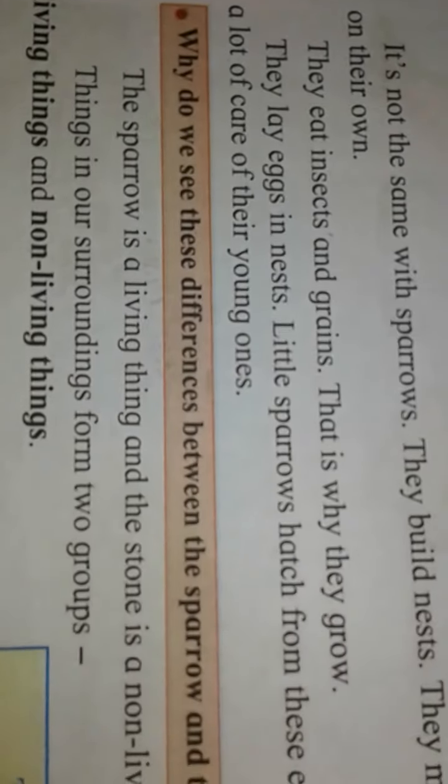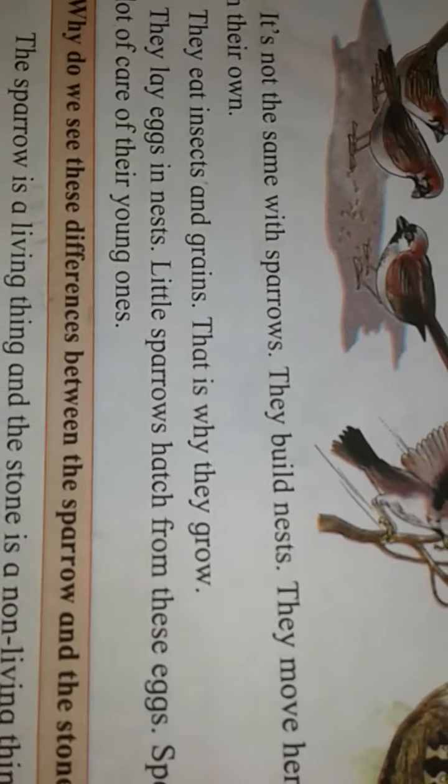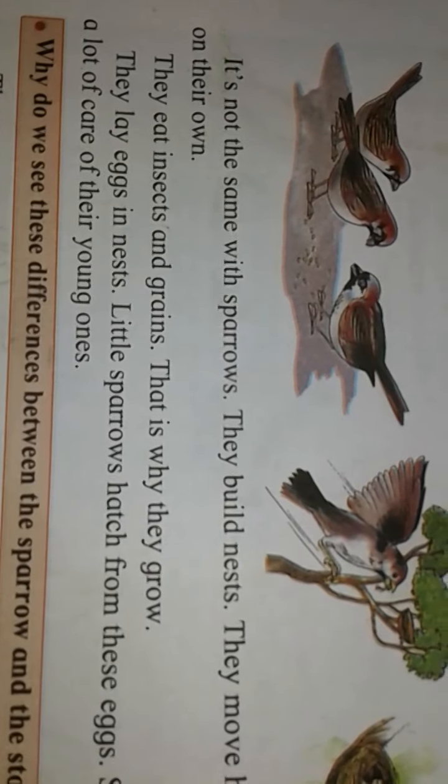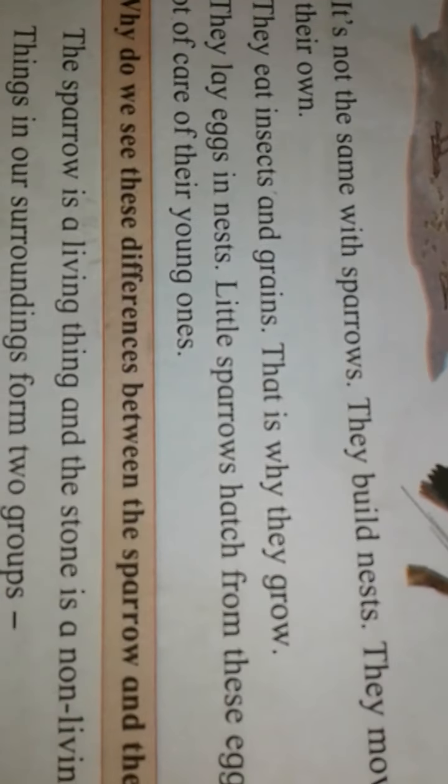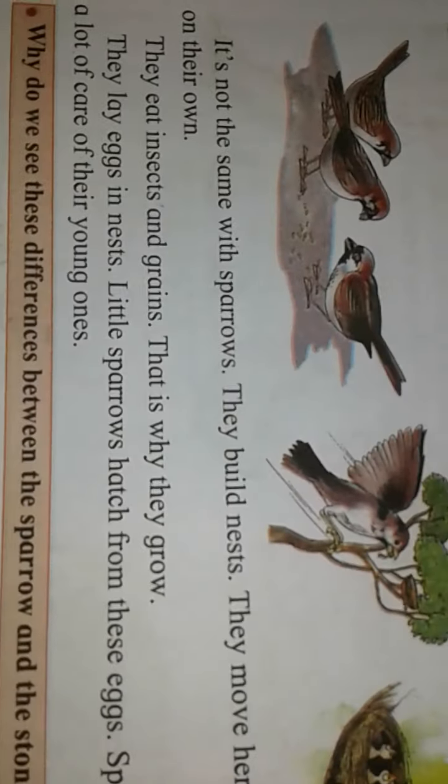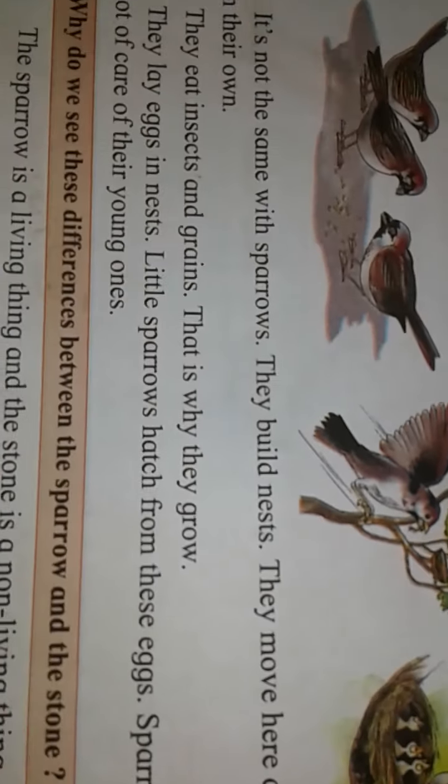They eat insects and grain. Sparrows eat food; without eating they cannot live. So what is their food? Insects and grain. That is why they grow. Insects means small worms and ants. Grain means wheat, rice, dal, anything. So that is why they grow. They were like this only, babies. When they eat, they grow. So food makes them grow.